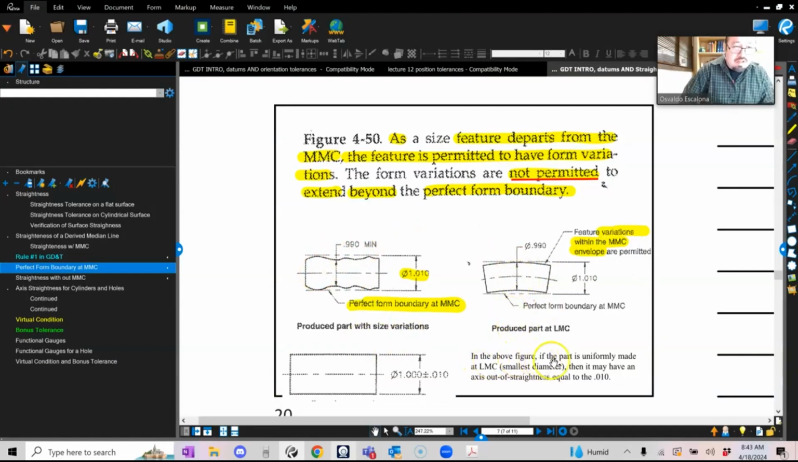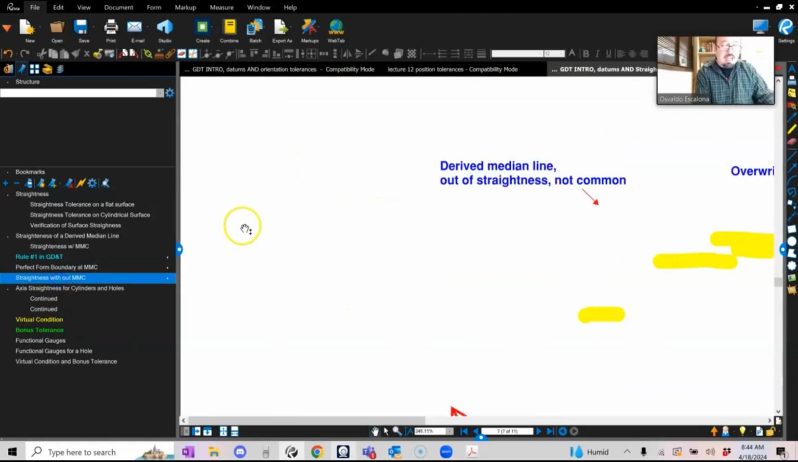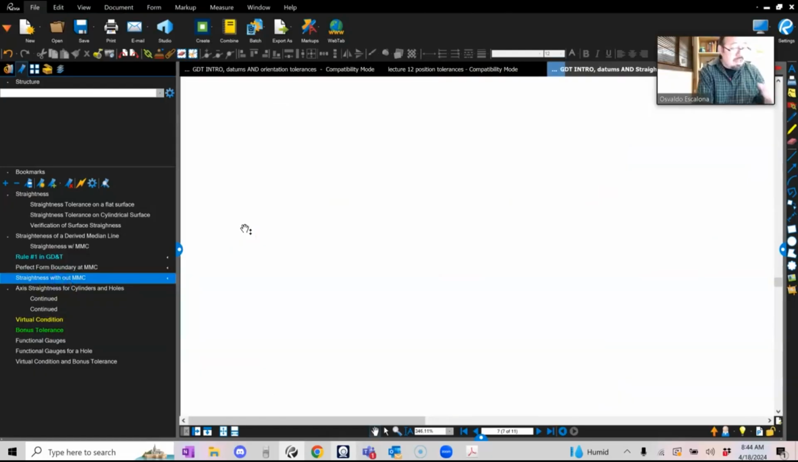In the above figure, if the part is uniformly made at LMC, the smallest diameter, then it may have an axis out of straightness equal to 0.01. In other words, I can move away from MMC. Whatever I give you, you actually get as a bonus. I will do the math in just a second. Hopefully, it will make a little more sense.